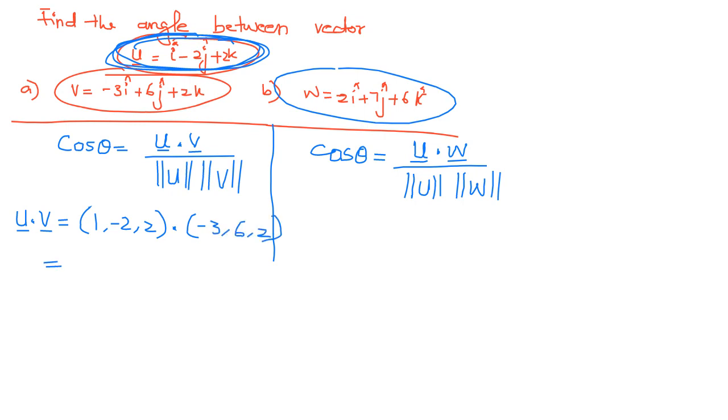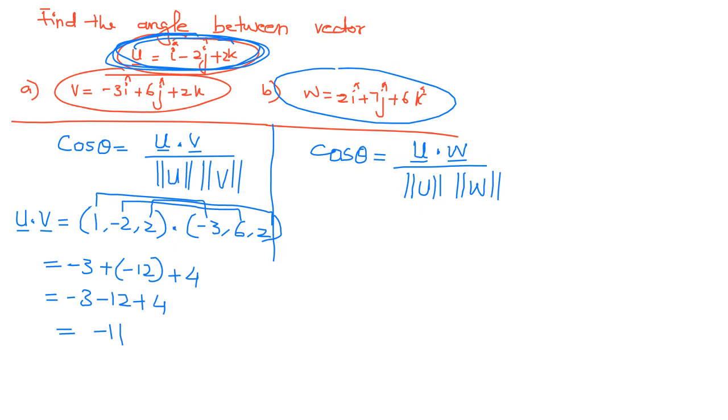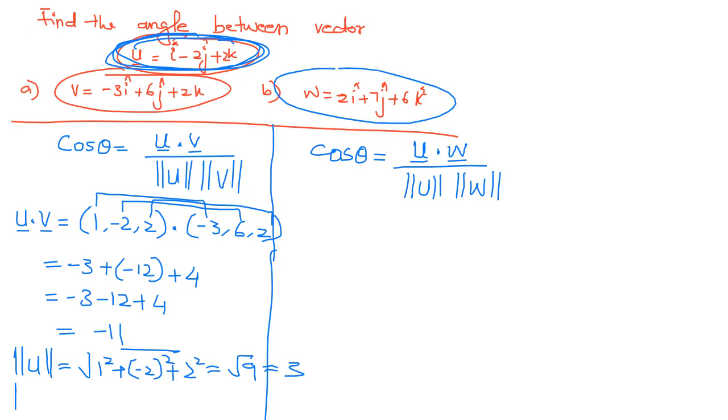So what is the dot product? 1 multiplied by minus 3 is minus 3, plus minus 2 multiplied by 6, that is minus 12, plus 2 multiplied by 2, that is 4. So minus 3 minus 12 plus 4 is equal to minus 11. From this one you can also find the mod of u. Mod of u is equal to the square root of 1 square plus minus 2 whole square plus 2 square, which is the square root of 9, which is equal to 3.